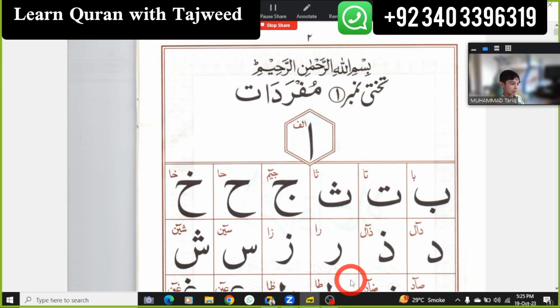So what is ta'awuz? A'udhu billahi minash shaitanir rajim. Okay, read slowly and loudly, beautifully. A'udhu billahi minash shaitanir rajim. Like this. A'udhu billahi minash shaitanir rajim. MashaAllah, very beautiful. Next.